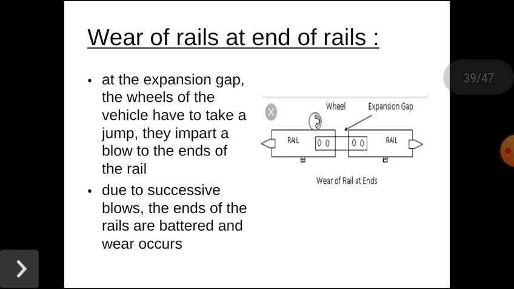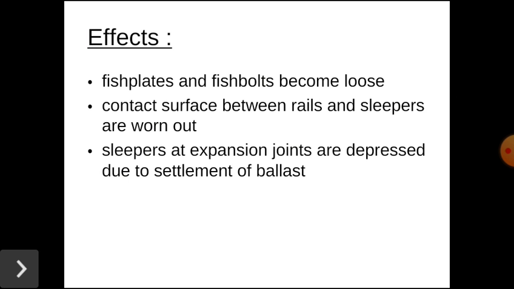Next, wear at end of rails. This is caused by the expansion gap. At the expansion gap, the wheels of the vehicle have to take a jump. They impart a blow to the ends of the rail. The successive blows at this end will cause wear of the rail. It will affect the fish plate and fish bolts, the contact surface between rails and sleepers is worn out, and also the expansion joints at sleepers are depressed due to settlement of ballast.